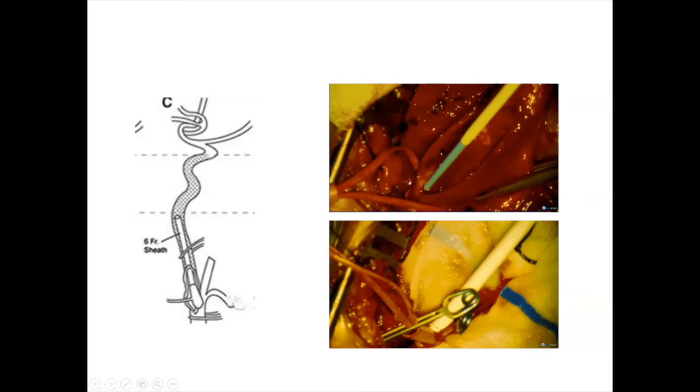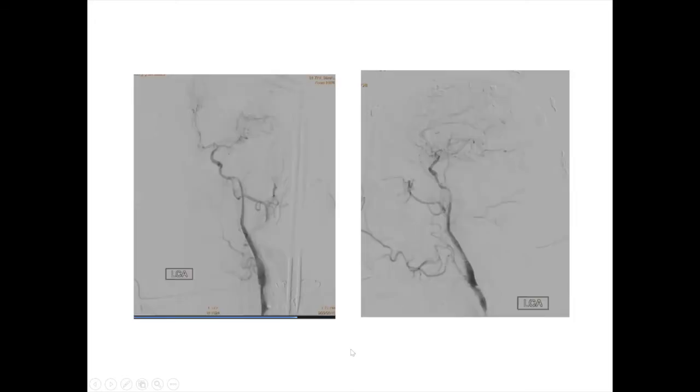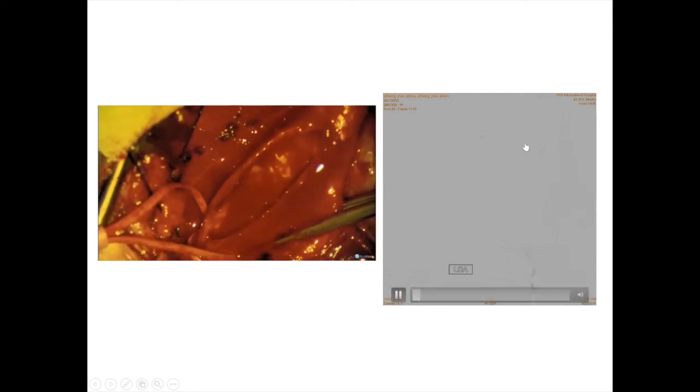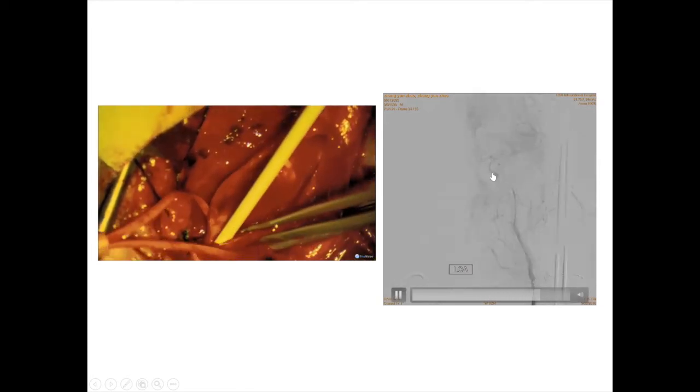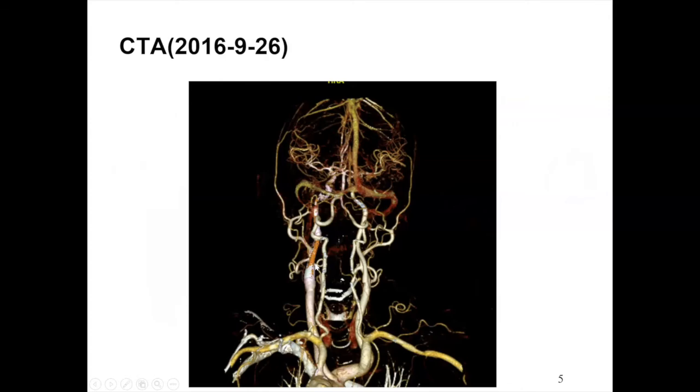After the CEA, we can just put a catheter from here, and then make sure there's blood going through the artery. Here we can put one, maybe two, three, four stents, one by one. It's just a simple carotid artery surgery. But after that, we put a catheter. Oh, we can see the stent inside. One, two, three, maybe four. So that's the CTA after the hybrid surgery.